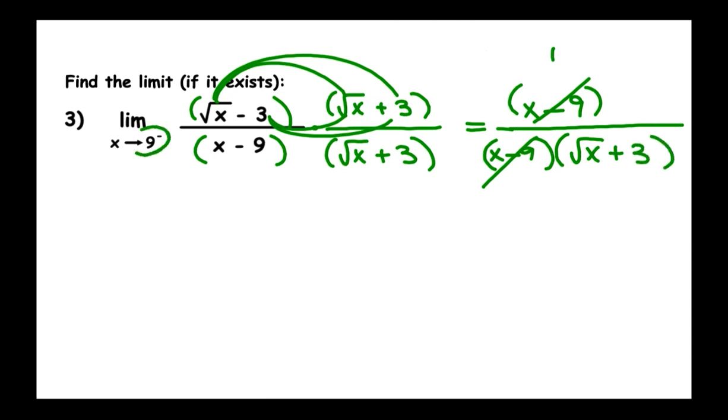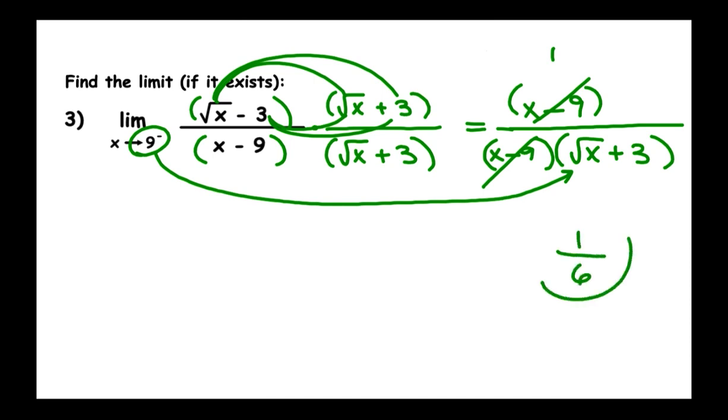Now I can directly plug the 9 in. I don't even have to fumble around with the 8.999. I don't care if it's heading towards 9 from the left anymore. If I plug a 9 in, I get 3 plus 3 down there. So the answer is 1/6. And sure enough, this graph will head towards 1/6. It's 0.1666 repeating either way. But obviously heading from the left, we're going to approach 1/6.